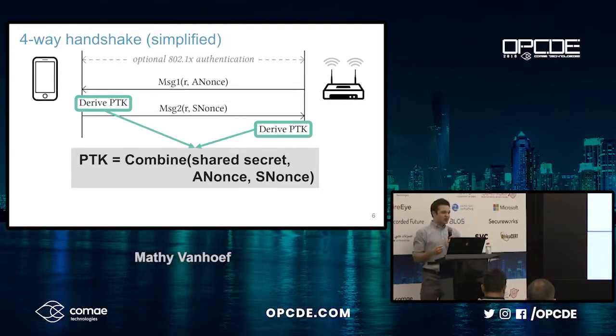Then the client in return generates a random number itself as well. It's called the supplicant nonce, the SNonce, where supplicant is just a synonym for the client. And then it transfers that random number to the access point. And once both these devices have these random numbers, then they can combine them with the shared secret shared between these 2 devices to generate the PTK.